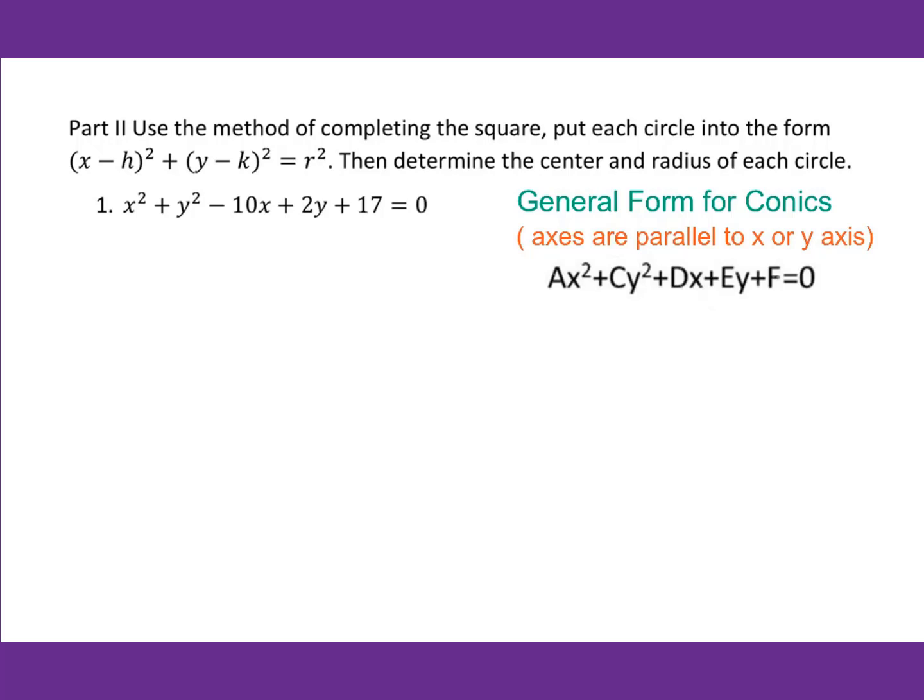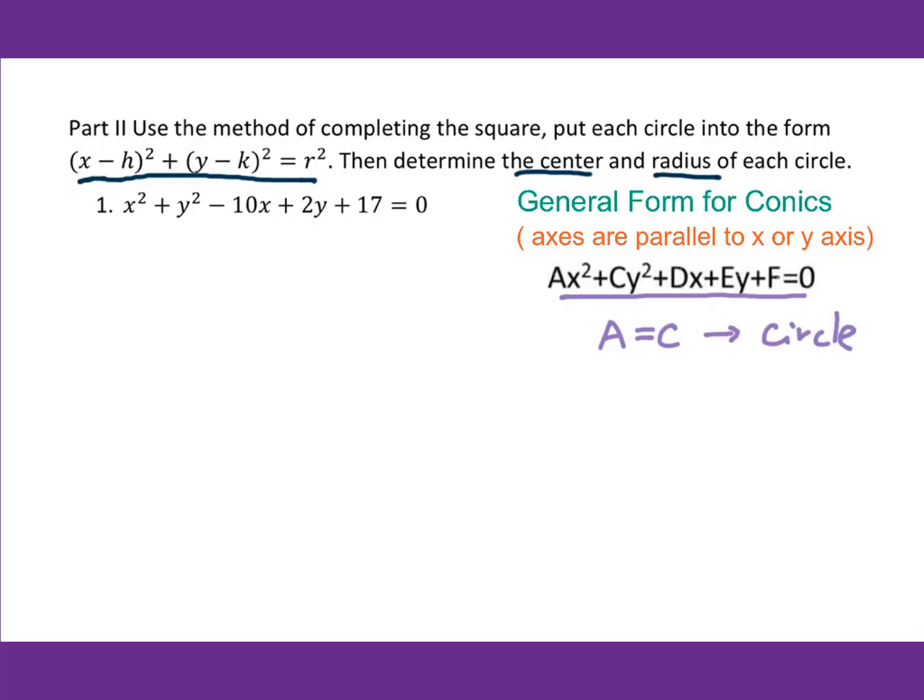As we know, the general form for conic sections, when axes are parallel to the x or y axis, is this form. When A equals C, that means a circle. So for number 1, we know this is a circle equation. We need to use completing the square to change into the standard form so that we can figure out the center and also the radius.